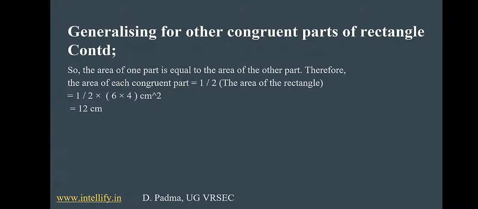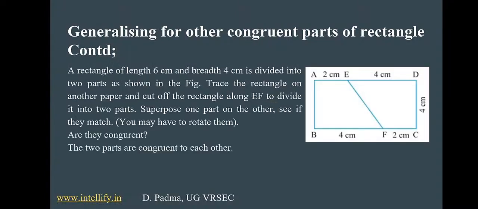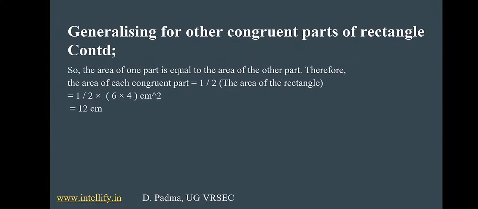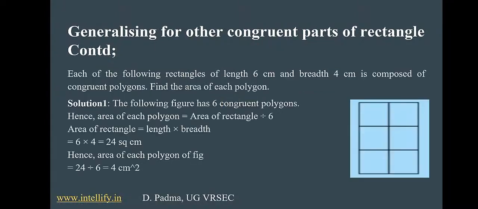So the area of one part is equal to the area of the other part. Therefore the area of each congruent part equals half into area of rectangle. So area of each part equals half into, we know the length is 6 and the breadth is 4. We know that area of rectangle is length into breadth. So half into 6 into 4 equals 12 square centimeters. So area of each congruent part equals 12 square centimeters.